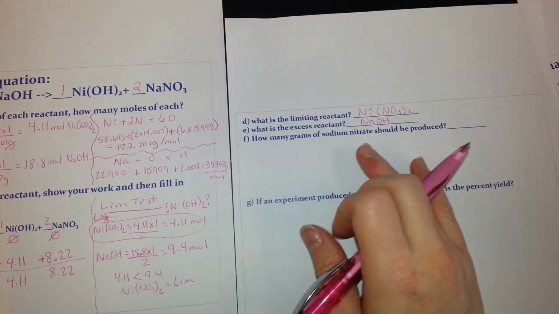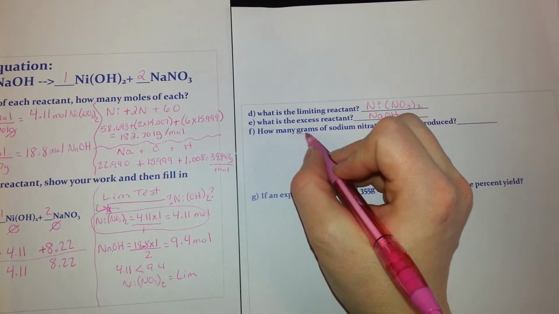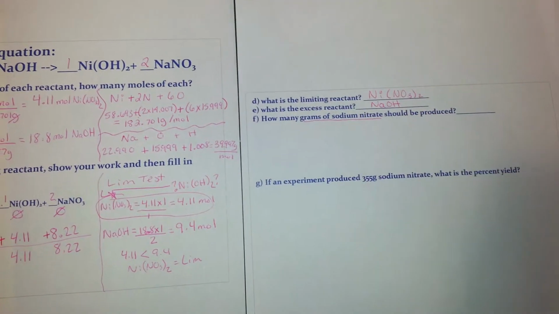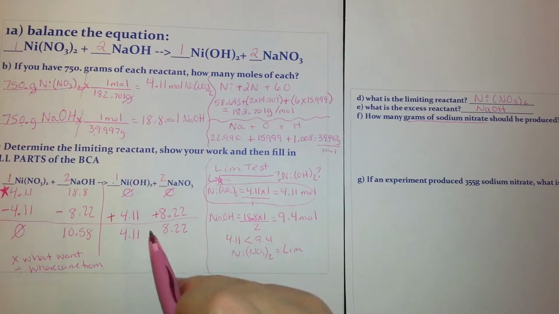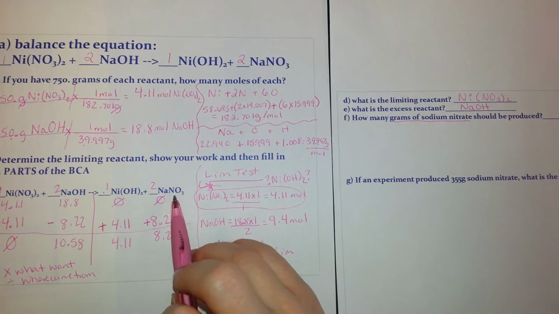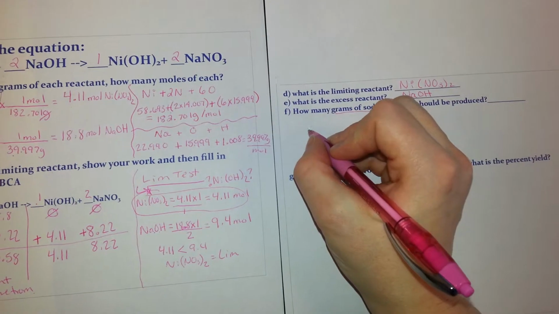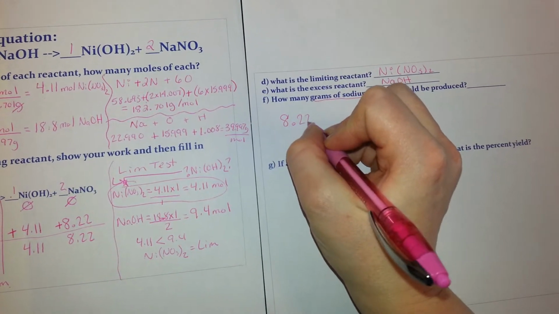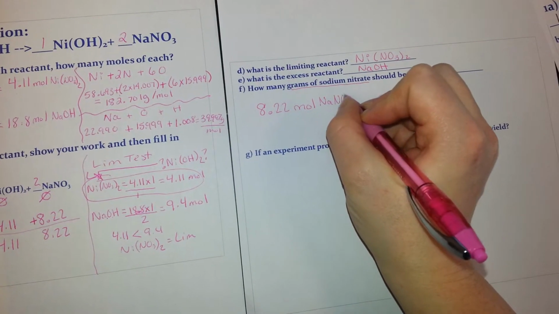Now we're asked how many grams of sodium nitrate should be produced. Well, it's asking us for grams of sodium nitrate, but it doesn't give us a starting number. So that means we need to refer to our BCA table to get our mole amount of sodium nitrate that we're starting with. Since sodium nitrate is a product, we know that we made 8.22 moles, so our starting value will be 8.22 moles of sodium nitrate.